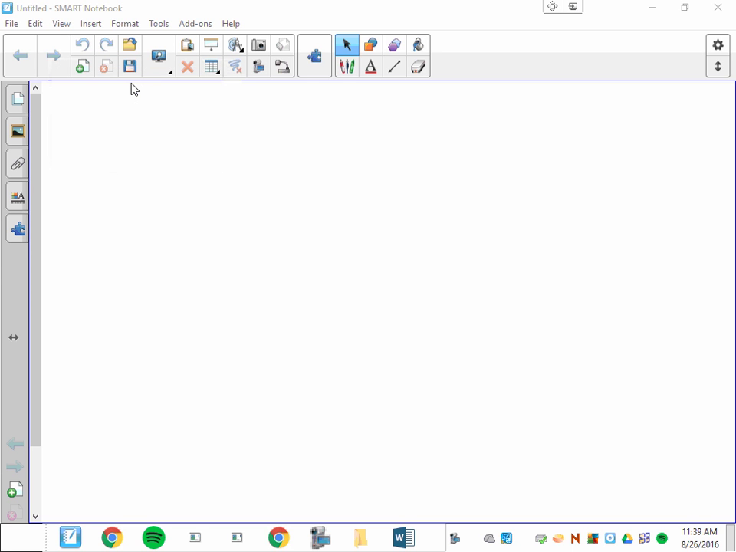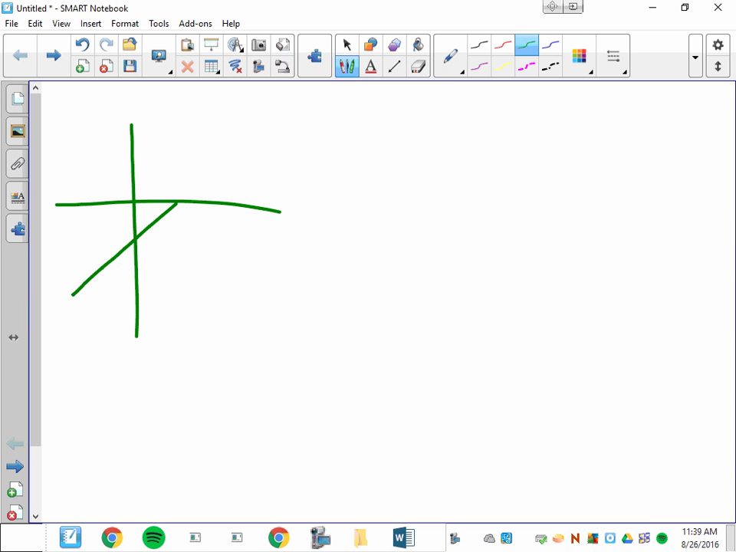We are going to do a really quick review of linear equations. What does it mean to be a linear equation? The line is straight. Okay, here's a graph. That is a linear function. What about the equation of a linear function?